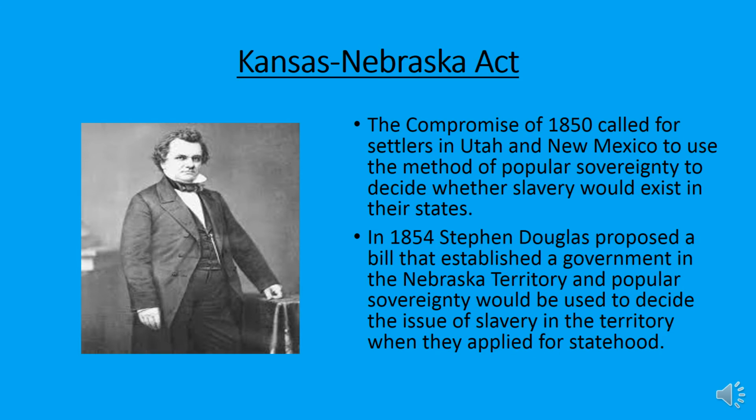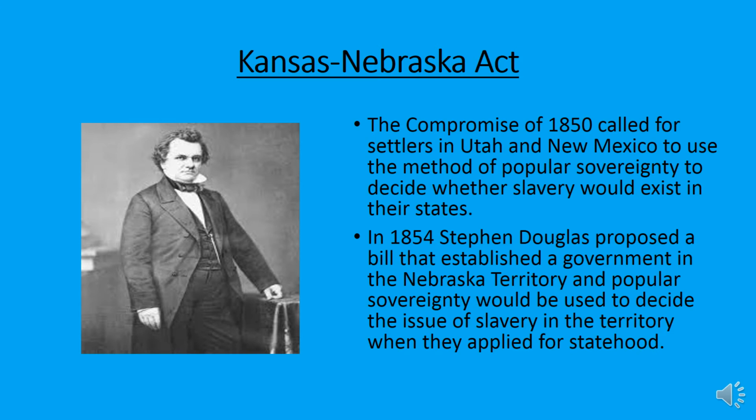Whether they were going to vote and basically say, "Hey, we want to be a slave state," or "We want to be a free state." So in 1854, Nebraska Territory is starting to organize. Douglas proposes a bill that established a government in the Nebraska Territory, and popular sovereignty would be used to decide the issue of slavery in the territory when the state applied for statehood.